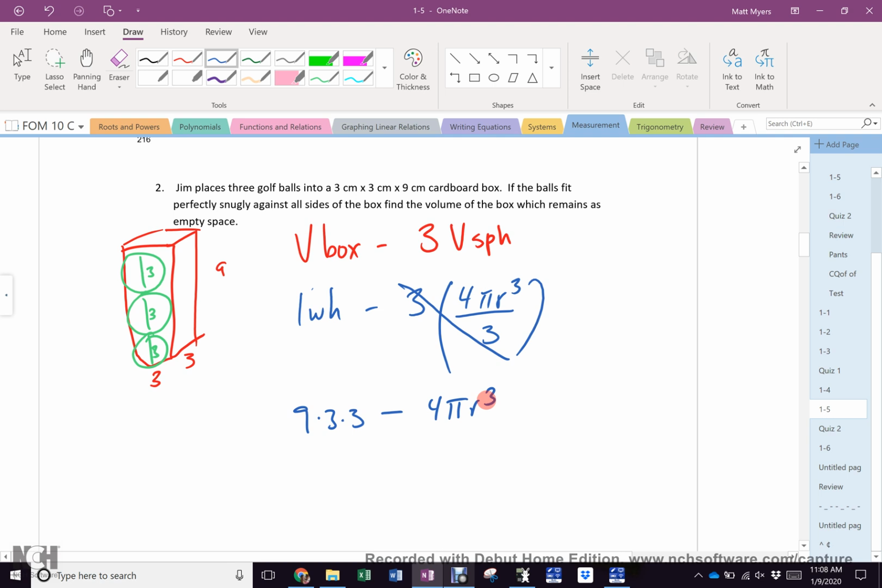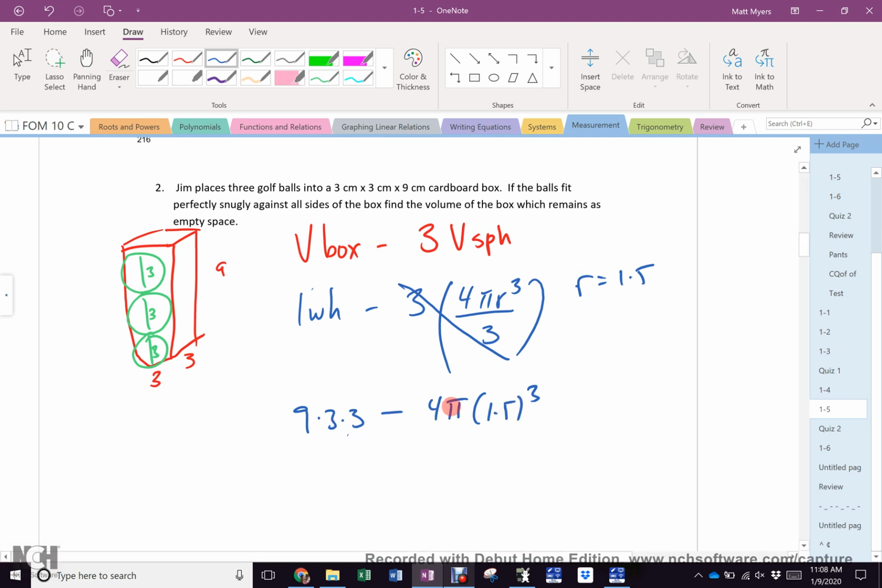Now, can you punch that in? Oh, wait a minute. What's r? 1.5. Can you punch that into your calculator and get the right answer? Do you think? Some calculators will do this right, because in BEDMAS it will do this exactly right. Is there a way you can make sure? Brackets. But all of your calculators should give you the right answer here.